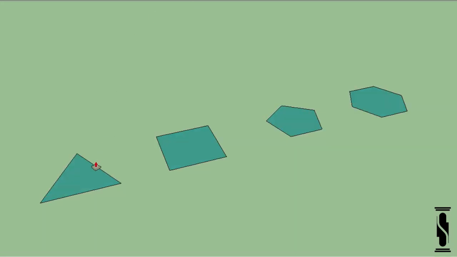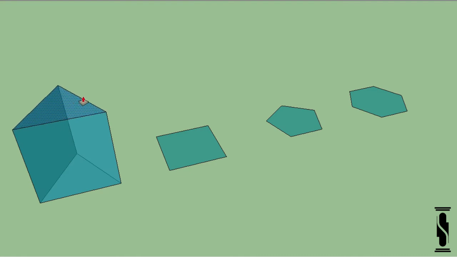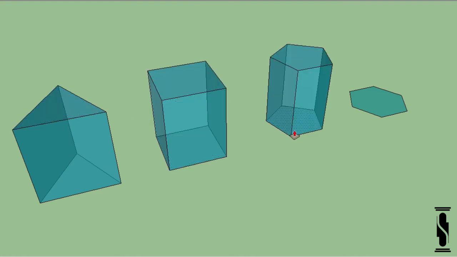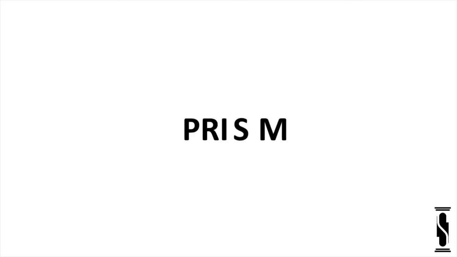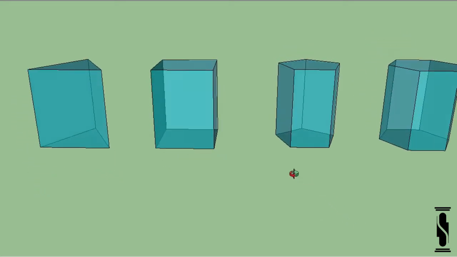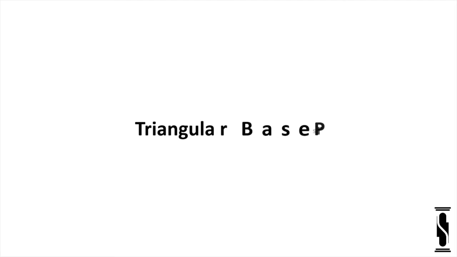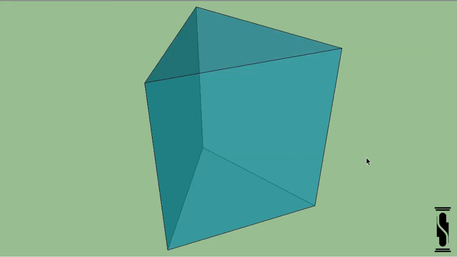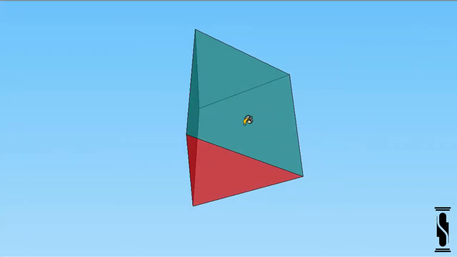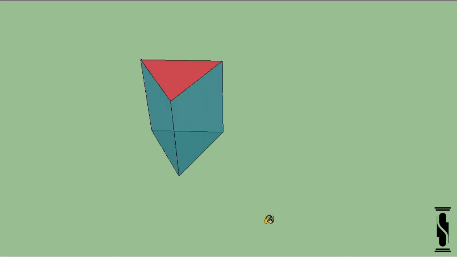Now again take a look at the regular geometrical planes. If we extrude these planes up to some height, then it will become a prism. The name of a prism can be defined by its base profile. So, a regular triangular base prism will have two identical triangular bases which are connected by three rectangular faces.